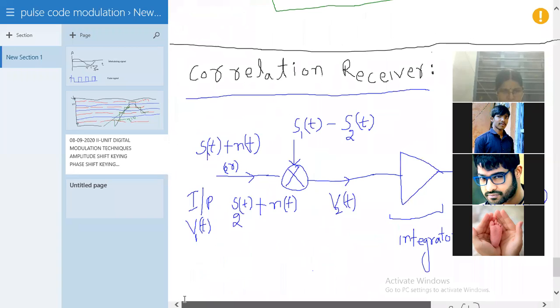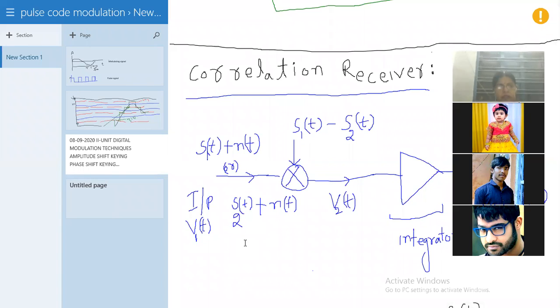Okay. So correlation receiver. This is the block diagram of the correlation receiver. My screen is visible to you? Please respond. Kanipistundi the screen? Yes, ma'am. Yeah.